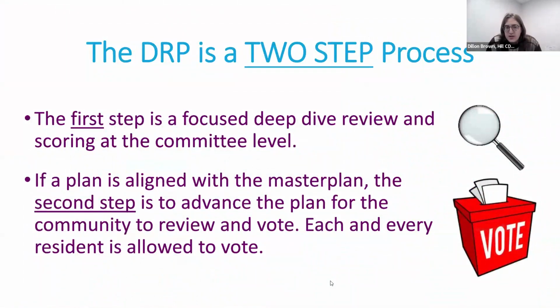So real quick overview, it's a 2-step process. The first step is a presentation to the panel of residents that are the DRP committee members. They do a very deep dive analysis and review of a project and determine if it's aligned with the Greater Hill District Master Plan sufficiently. After a plan hits the 80% threshold or above of the DRP score, then it goes to our Greater Hill District community for a community resident score. And then we take both of those scores, combine them together, and the average of the two is our cumulative score for a project. Next slide.